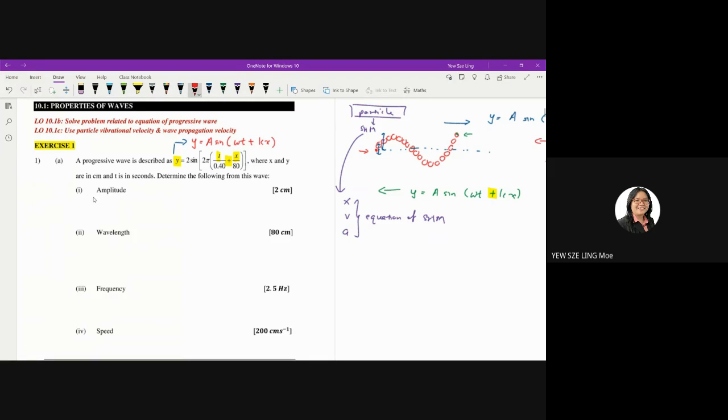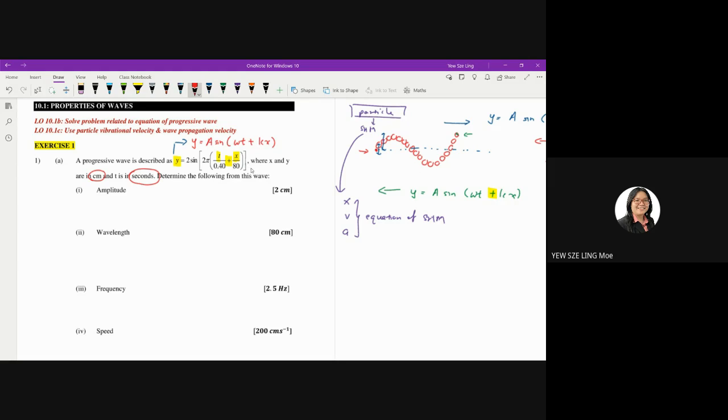Now we have amplitude. Question 1: a progressive wave is described as y equals 2 sin(2 pi t over 0.4 plus x over 8 pi), where x and y are in terms of cm and t in seconds. Determine the following from the wave.